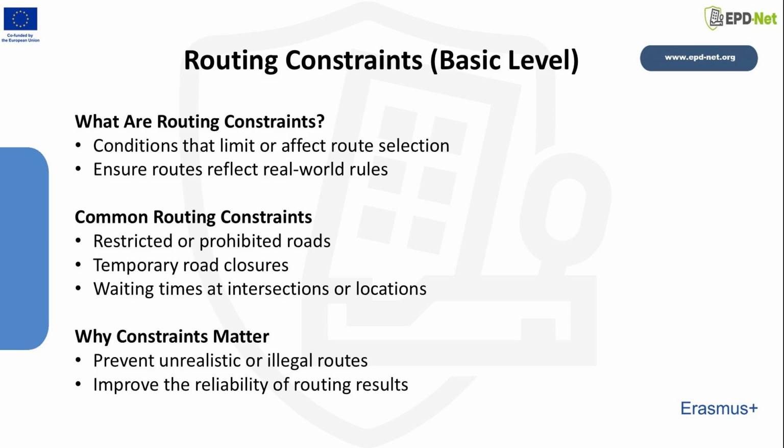Routing constraints are conditions that limit or influence how routes are selected during routing analysis. These constraints are used to ensure that calculated routes reflect real-world rules and practical limitations. Common routing constraints include restricted or prohibited roads, such as areas that vehicles are not allowed to enter, as well as temporary road closures caused by construction or events. Waiting times at intersections, traffic signals, or service locations are also considered basic constraints that affect total travel time.